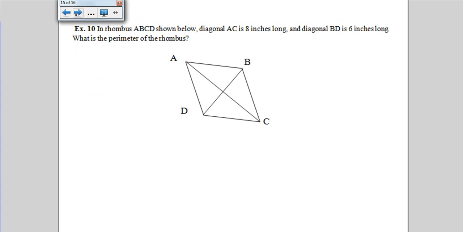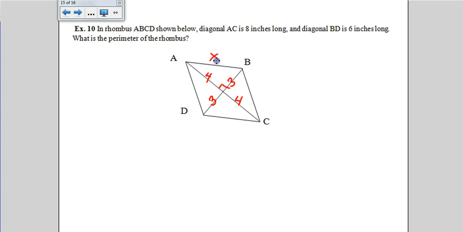Alright, in rhombus ABCD shown below, the diagonal AC is 8 inches and BD is 6 inches. Now remember, the diagonals of a rhombus perpendicularly bisect each other. So the AC is 8 inches long. Since he's bisected, they're both going to be 4 inches. And then for BD, since the whole thing is 6 inches, they're both going to be 3s. I'm going to go ahead and draw in my right angle symbol. The question is, what's the perimeter of your rhombus? I need to know that guy.